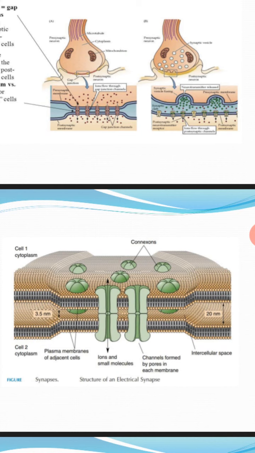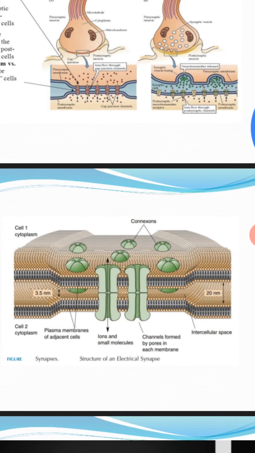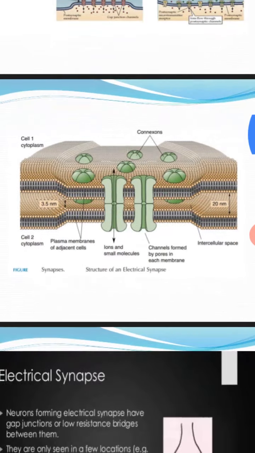And here these ion channels are there so that an influx of ions can happen. So these connexons are directly forming the channel, and here you can see the intercellular space between the cells. Here is the plasma membrane of the adjacent cell, with ions and small molecules, and the channel formed by pores in each membrane. So by pores they are forming the channel in each membrane so that entry is possible.